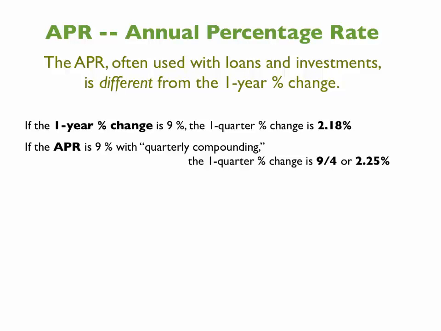But if the APR is 9%, with what we call quarterly compounding, then the 1/4 percent change is, you actually take 9% and you divide it by 4 to get the percent change. That was exactly what we said not to do. We did all these examples where we said you can't go right from one percent change to another. But the one time that you do that is with APR. If you have an APR of 9%, and you want the quarterly percent change, you divide it by 4. So APR breaks the rules.